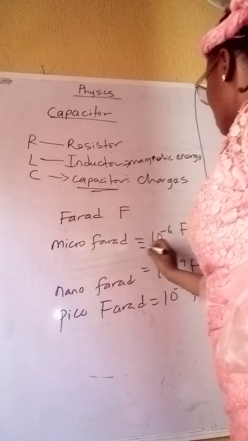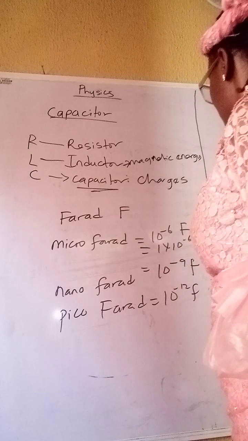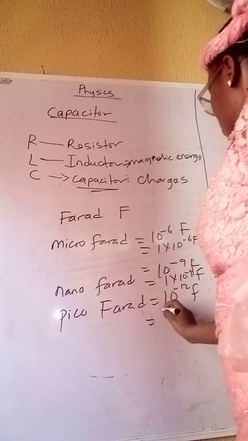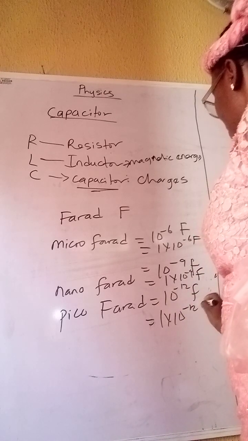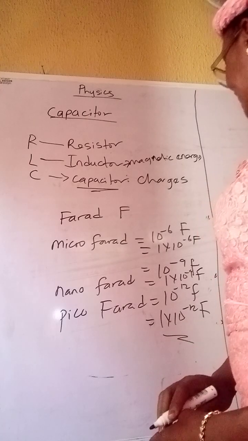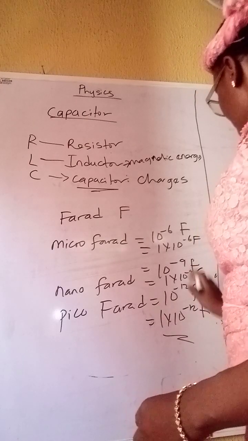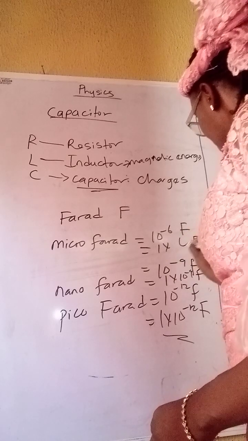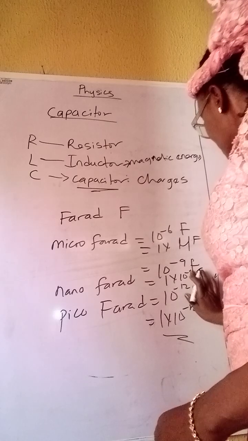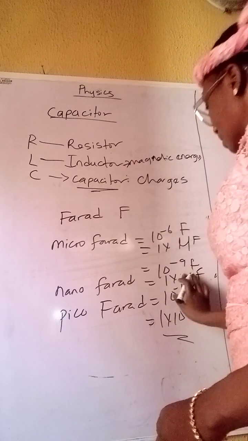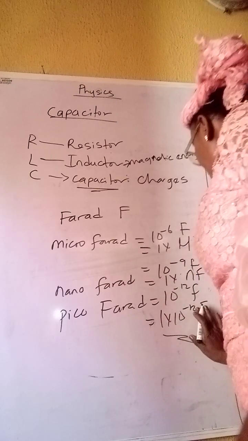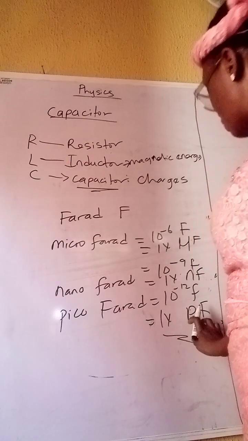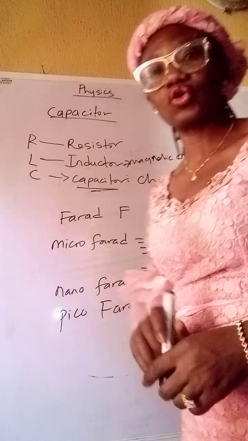So it means this is equal to 1 times 10 raised to power minus 6 farad. This is also equivalent to 1 times 10 raised to power minus 9 farad. This is also equivalent to 1 times 10 raised to power minus 12 farad. If I'm to remove this 10 raised to power minus 6, you can put the symbol mu. If I'm to remove this 10 raised to power minus 9, you can put N. If I'm to remove this 10 raised to power minus 12, you can put P. So this 1P is the same thing as 10 raised to power minus 12.